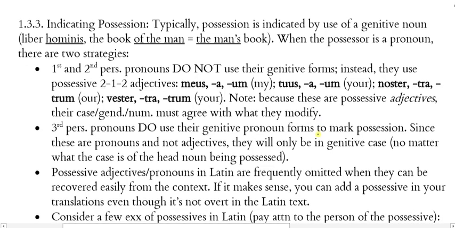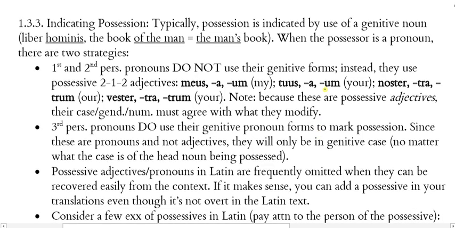All right, now let's talk about indicating possession here. Typically, possession is indicated by use of a genitive noun. So in our example here, I have liber hominis, right? There's my genitive noun. There's the genitive case ending. The book of the man. And of the man is possessive in the genitive use. So I could translate this as the man's book. So I'm just showing you that I can have a noun plus a genitive noun following the head noun, and that genitive noun will indicate possession. That's fairly standard. When the possessor, though, is a pronoun, there are two different strategies that Latin uses.